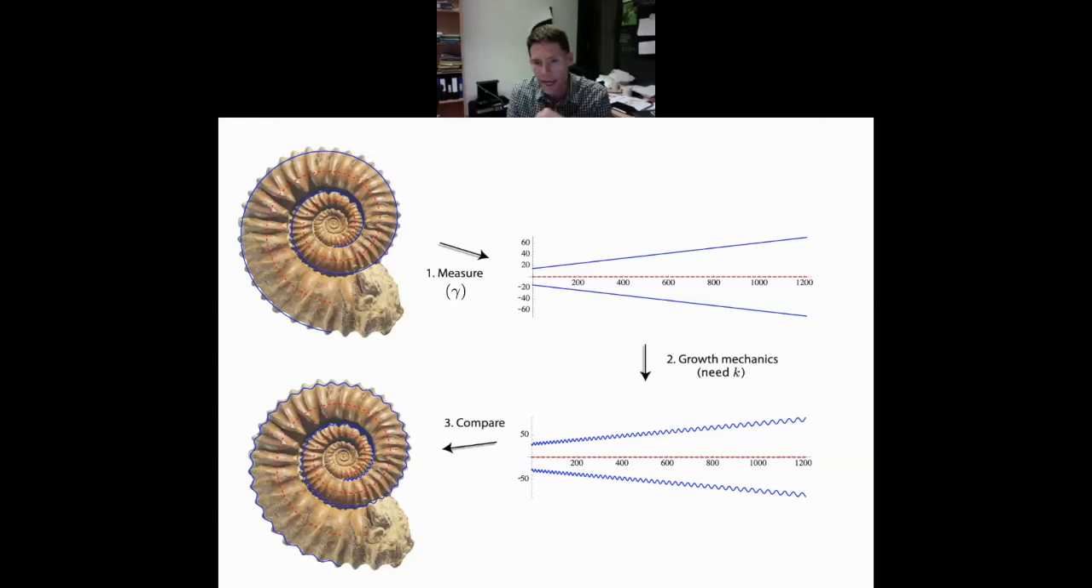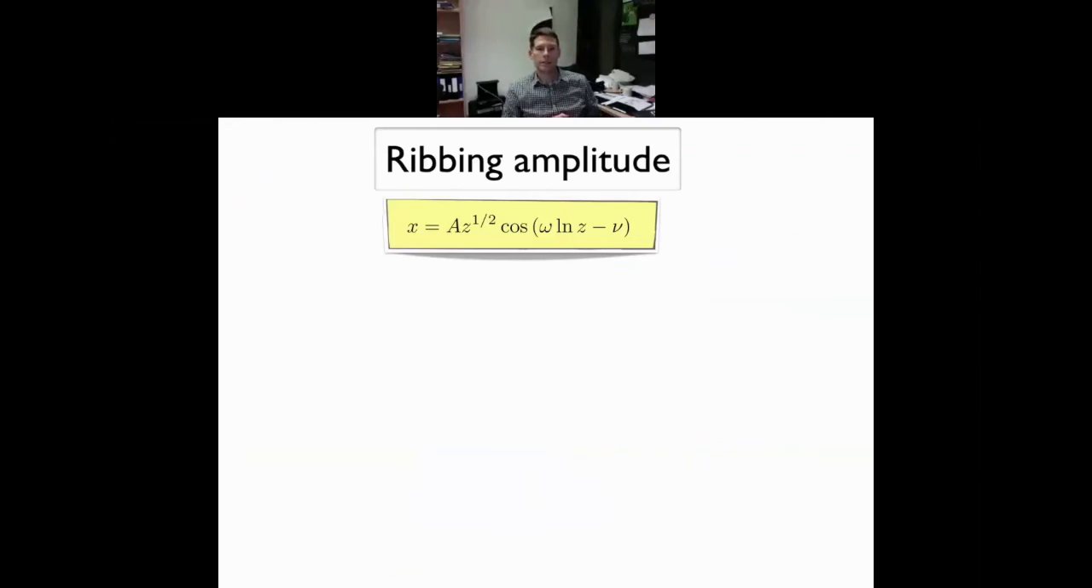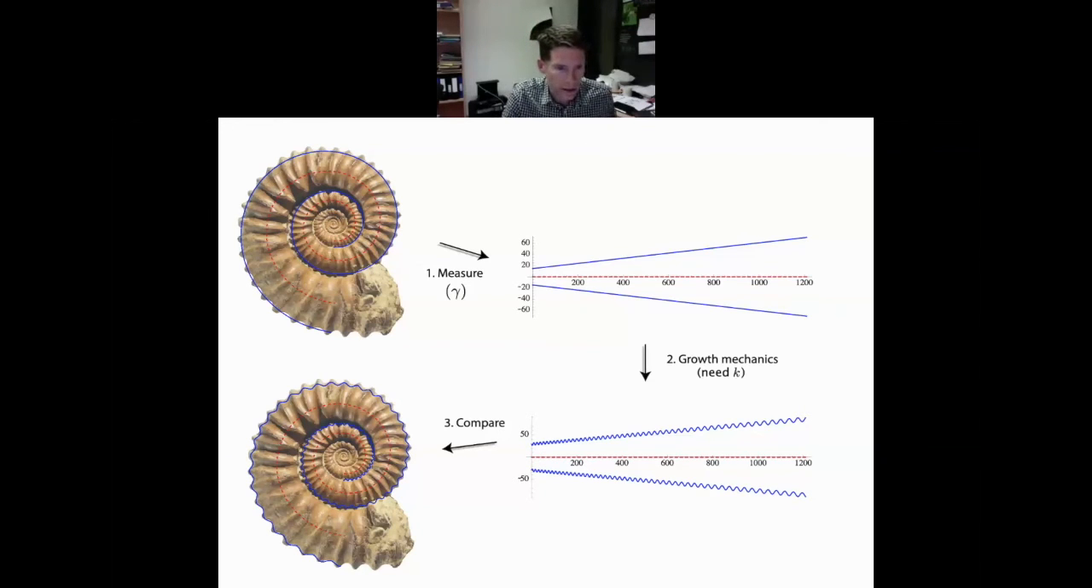And then I feed that expansion rate into my model, and I'm going to output some ribbing pattern, some oscillations, which I can then put back on the shell. And of course, there is the mechanical parameter, which I have no idea about, but I can at least find a sort of ballpark based on Young's modulus of nautilus tissue and things like that. But we also think of that as a single fitting parameter. And you can see it does quite a reasonable job. The blue ribbing is quite nicely overlaying with the ribbing we see on the actual shell.